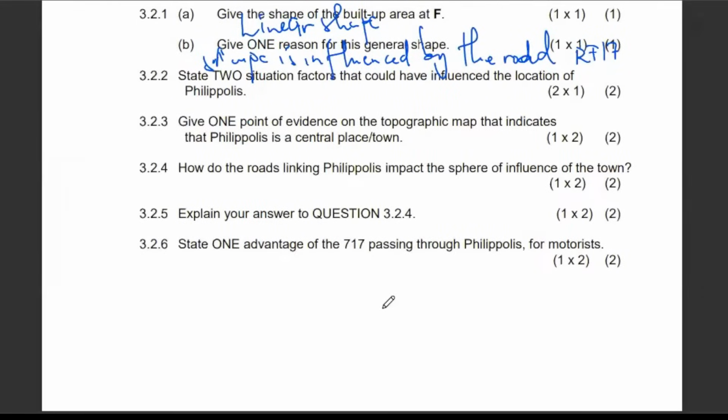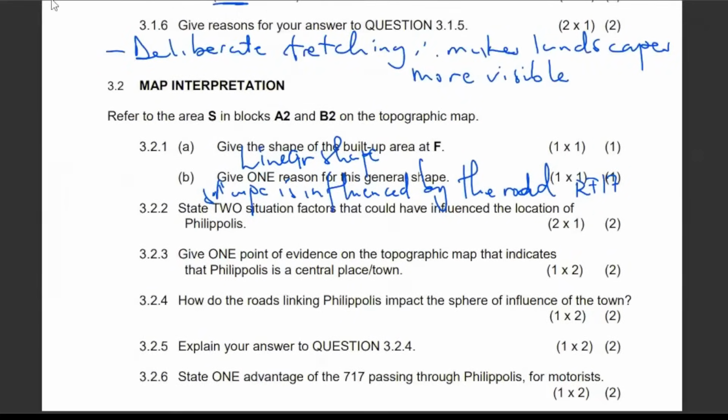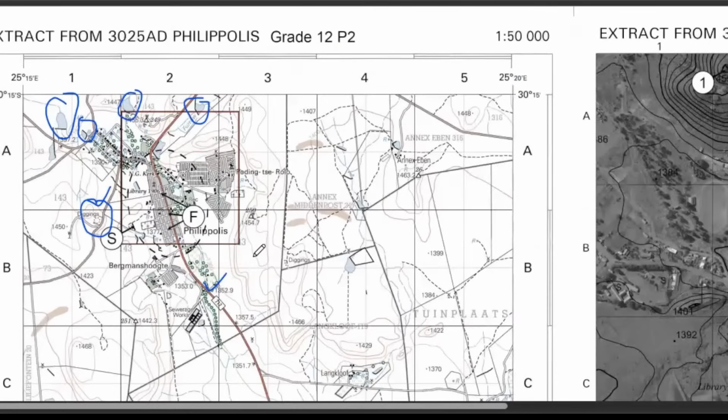Give one point of evidence from the topographic map that indicates that Philippolis is a central place or a central town. If we check Philippolis' location here, this is Philippolis. We are saying it's a central place, and by a central place, we mean an urban area which is responsible for the supply of services and goods to the surrounding rural areas. Philippolis is the only built up area, the only urban settlement here. The whole surrounding area is rural.